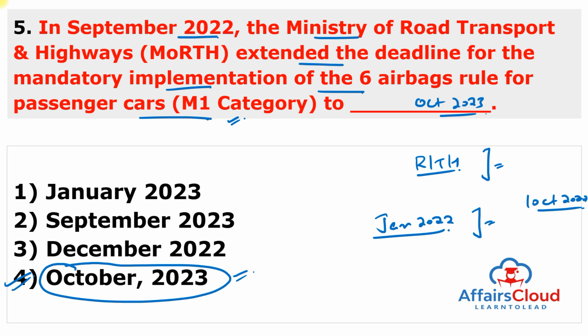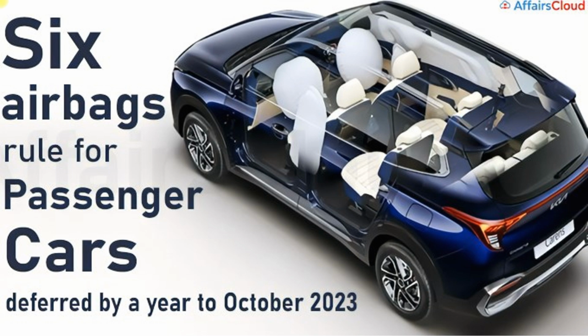Moving to next question. So you can see here 6 airbags rule for the passenger cars deferred by year to October 2023. It means the deadline was increased for 1 year.